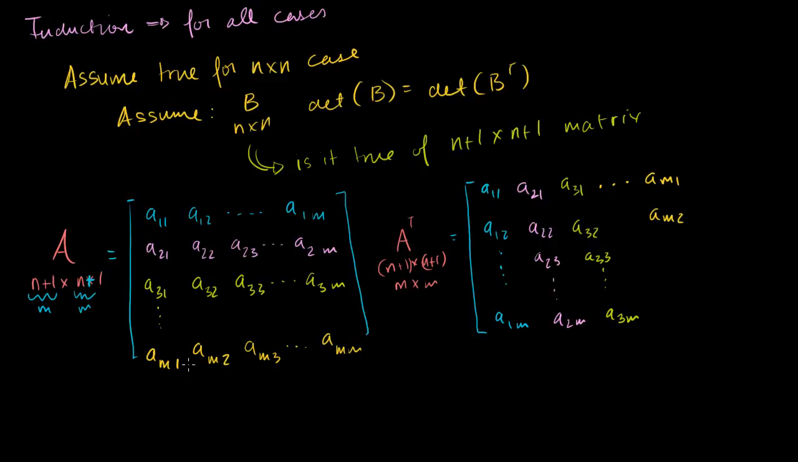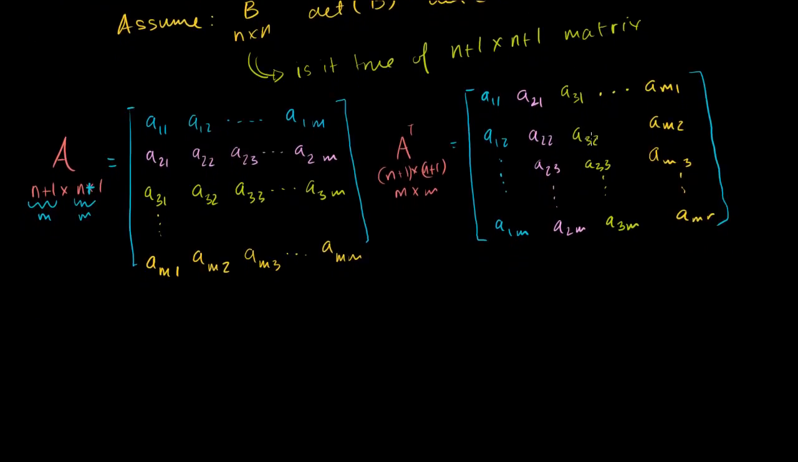This row, which was the last row, is now going to become the last column. Am3, all the way down to Amm. And I have my transpose. Now, let's take the determinant of A.